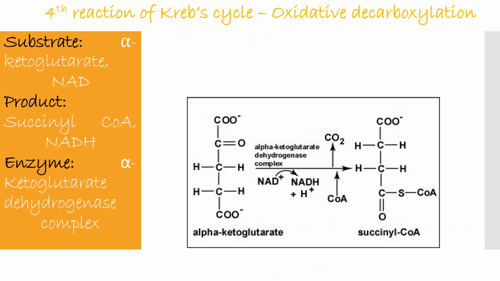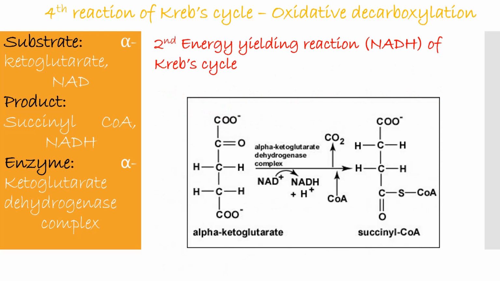Alpha ketoglutarate is converted to succinyl-CoA by oxidative decarboxylation using the alpha ketoglutarate dehydrogenase complex enzyme. The Krebs cycle gives NADH a second time through this reaction. This is the third irreversible reaction of the Krebs cycle.